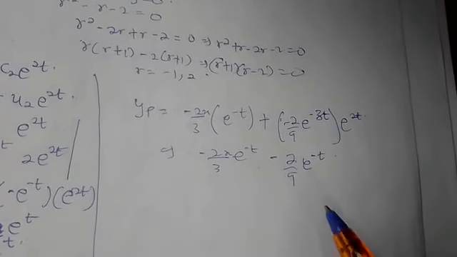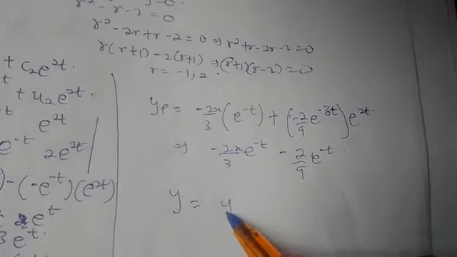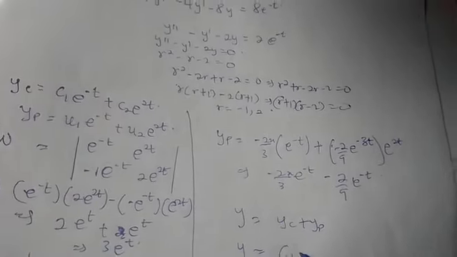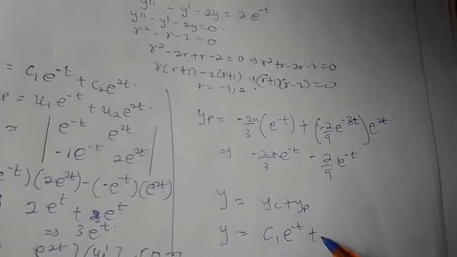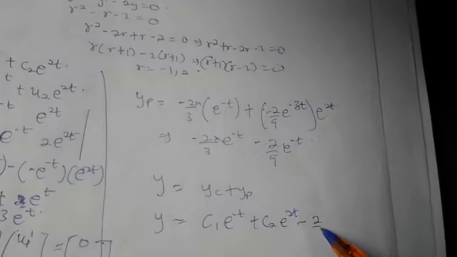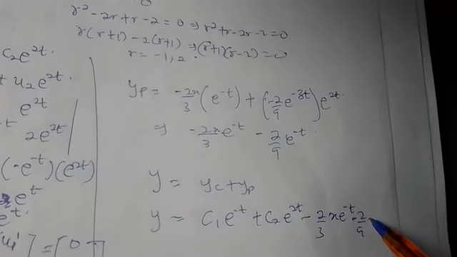So at this point, what do I do? I find my general solution y to be equal to yc plus yp. Therefore, my y will be equal to c1 e to the power negative t plus c2 e to the power 2t, plus minus 2t over 3 e to the power negative t, minus 2 over 9 e to the power negative t.